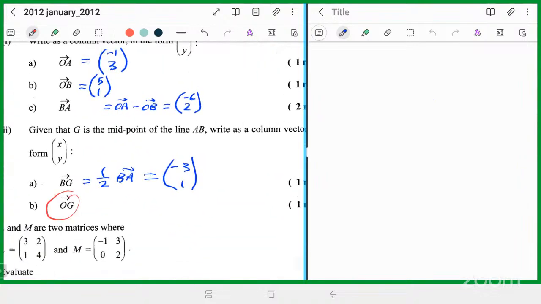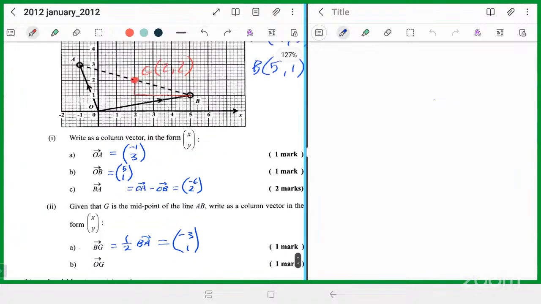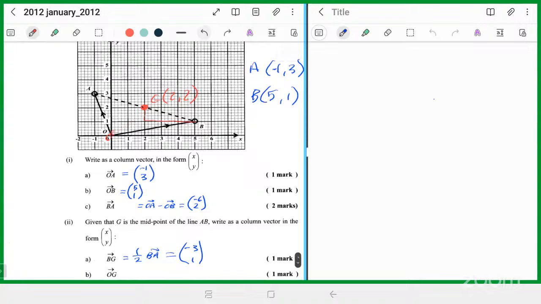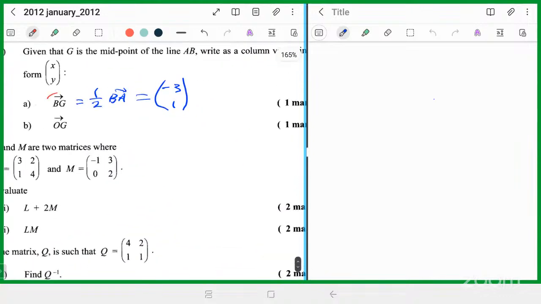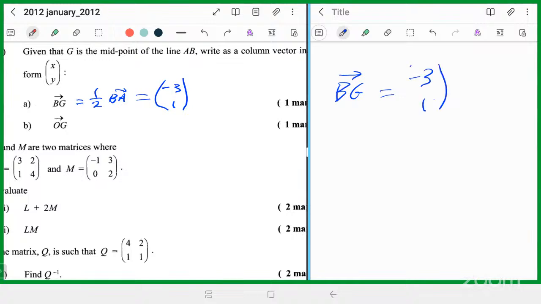But how can we work it out? There are multiple ways to work it out. We really want to go from O to G, and we have BG. So we can take the BG that we have and split it up to find the OG. Let me do it on this side of the screen. I'm not going to say this is the only way. We have BG equals -3, 1, and we want to get OG out of that. So we can split it.